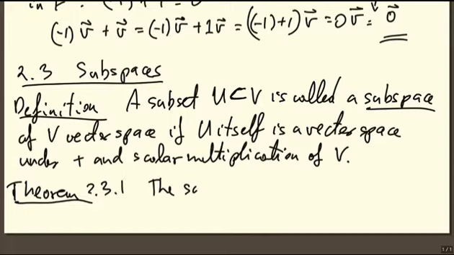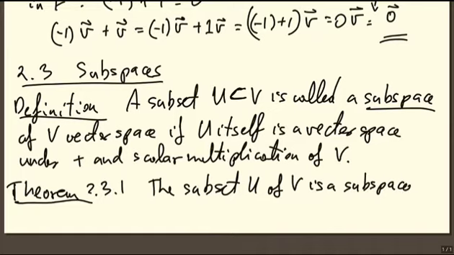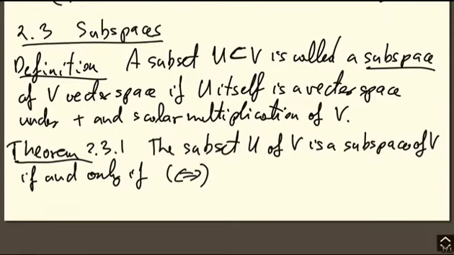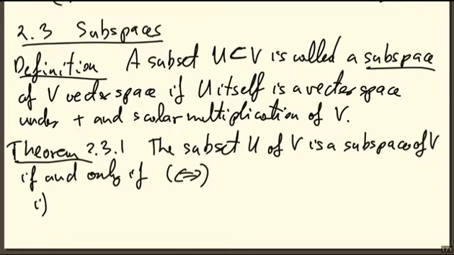The subset U of V is a subspace of V if and only if, so this is again a back and forth equivalency statement, we need three parts. First of all, it shouldn't be empty, so U is non-empty.